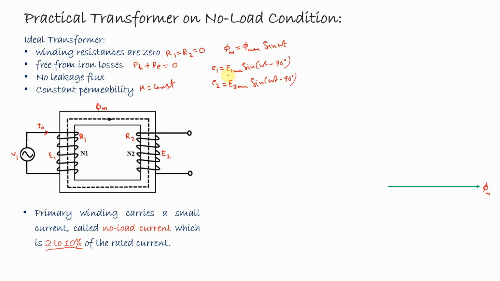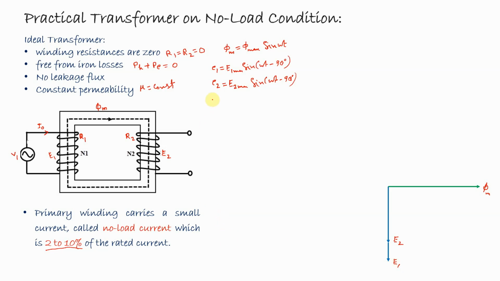According to the induced EMF in primary and secondary, we can see that the EMF induced in primary and secondary is omega t minus 90 degree. That means the EMF induced in primary and secondary will lag the mutual flux. So this is the EMF induced in the secondary side, E2, and this is the EMF induced in the primary side, it is E1.